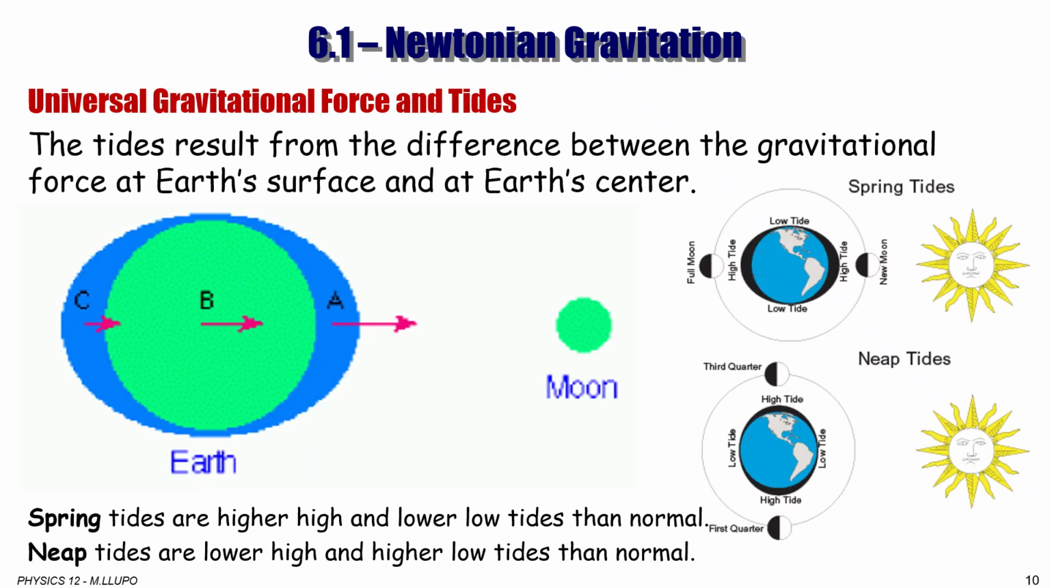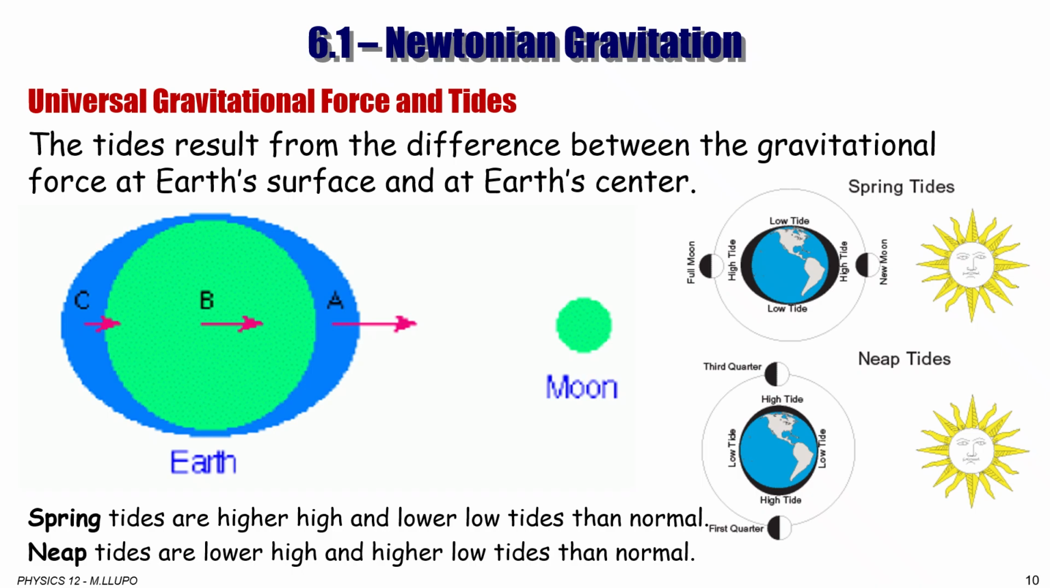Universal gravitational force and tides. What are tides? Tides are the change in water level of oceans. The tides are a result of the difference between the gravitational force at the Earth's surface and at the Earth's center. And that depends on lining up.